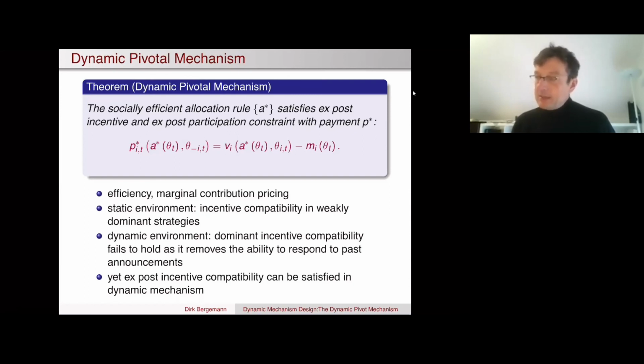In particular, it's left undetermined because we assume that all of the participants, that is the seller, or the planner, and all of the agents, have the same discount factor. So the way they trade off paying today versus paying tomorrow is all the same.